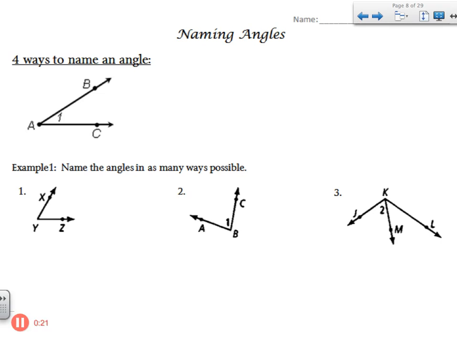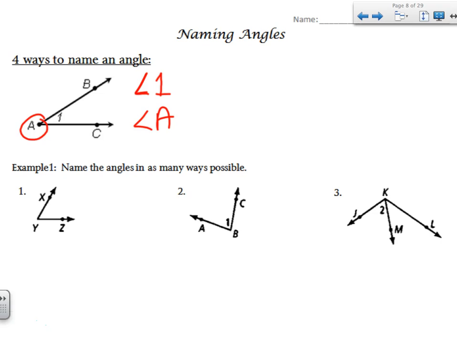Just kidding. We're actually going to name it mathematically today. So first off, the symbol for an angle is like a little L sign, a small little cute angle. So first off, you can say angle 1. So if they give you a number in the angle, go ahead and call it angle 1. You probably won't see that way a lot though. Another way you can name it is angle A, and so you can use the vertex to name the angle.